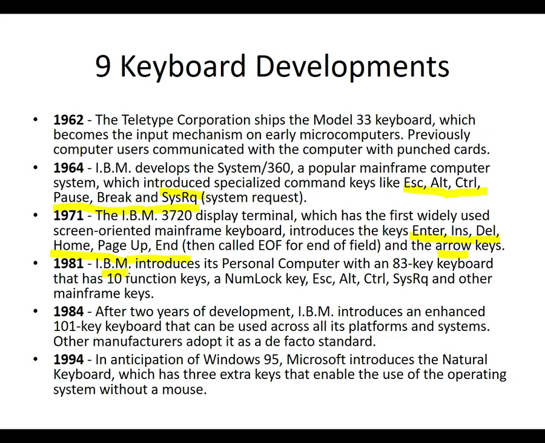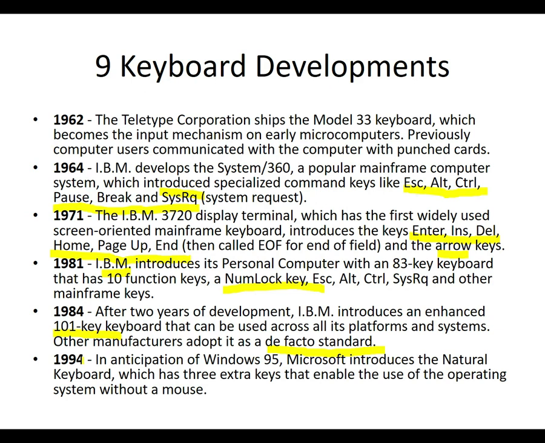Once again, IBM, 1981, another 10 years later, introduces the personal computer. It has an 83 key keyboard. It has 10 function keys. So those are the F keys at the top of your keyboard. It has a number lock. Once again, those keys which they had already introduced. And then 3 years later, IBM introduced a 101 key keyboard, and that became the de facto standard that we all use today.